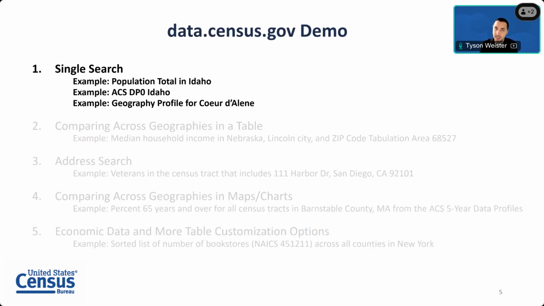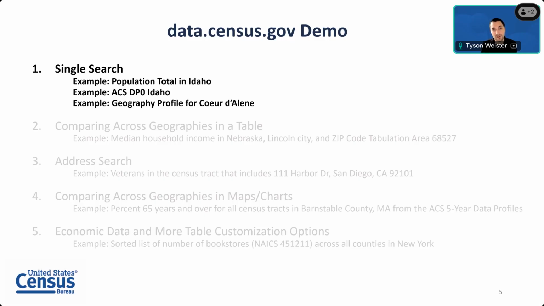We're going to be primarily working with filters today, but I will show a couple examples using the single search bar to start us out. So we're going to walk through 3 quick examples with the single search bar: how to find data for the population total in Idaho, how to search for a group of tables. In this case, we're going to be looking at the ACS data profiles, and then we'll also show you how to explore the geography profile available on our site.